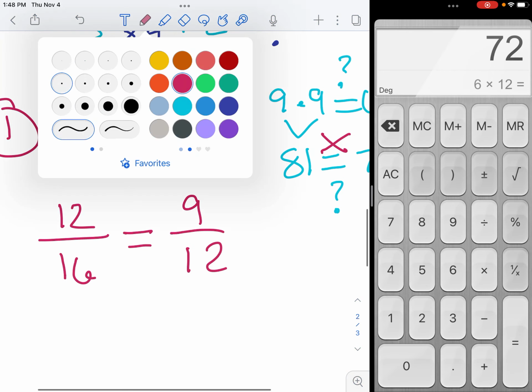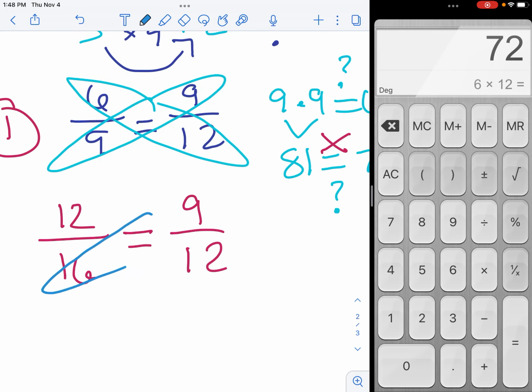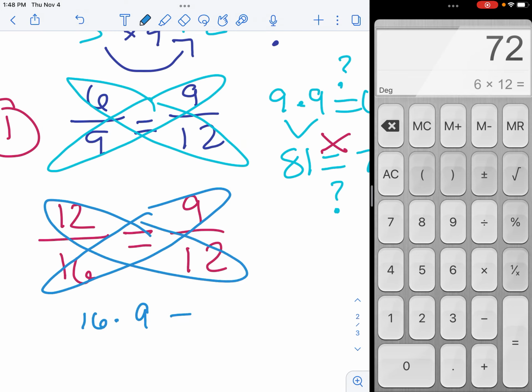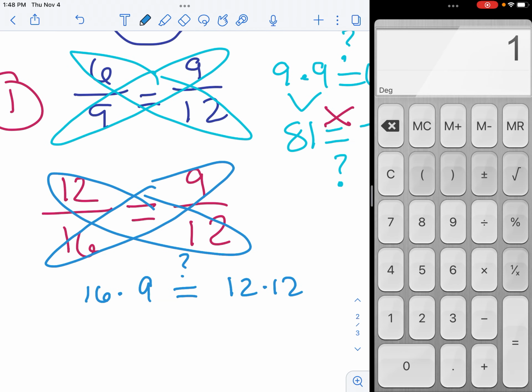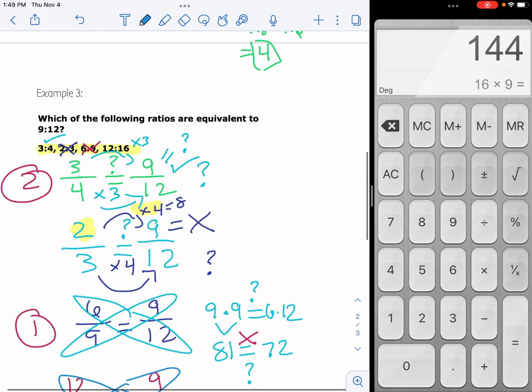Let's check. I'm going to do my cross multiplication on this one to check. So I'm going to do 16 times 9, and does this equal 12 times 12? 16 times 9 is 144, and 12 times 12 is also 144, so these are equivalent.